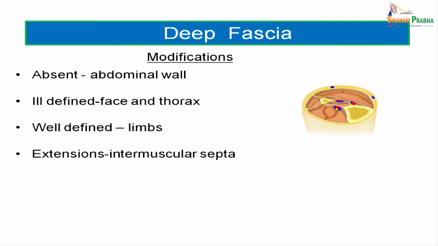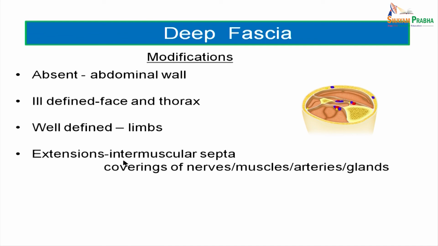So, those include the intermuscular septa, which intervene between the muscle fasciculi and give origin to the extra muscles. Also, deep fascia forms the coverings of the nerves, muscles, arteries and glands. In case of nerves, they form different levels of coverings like the epineurium, perineurium and the endoneurium. Similar with the muscles, you have epimysium, perimysium and endomysium.